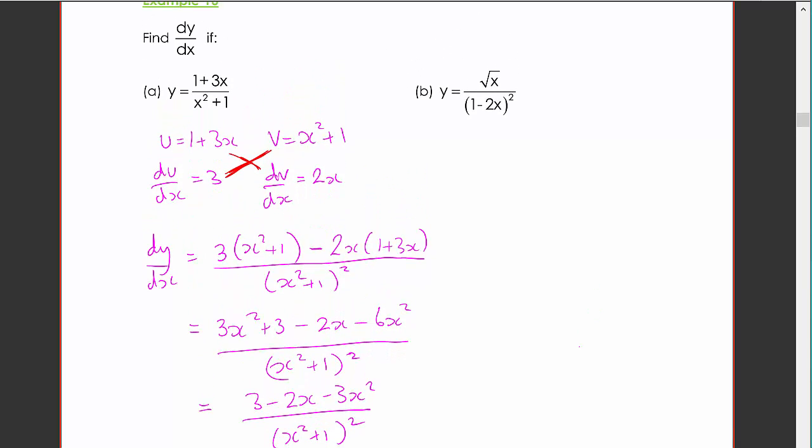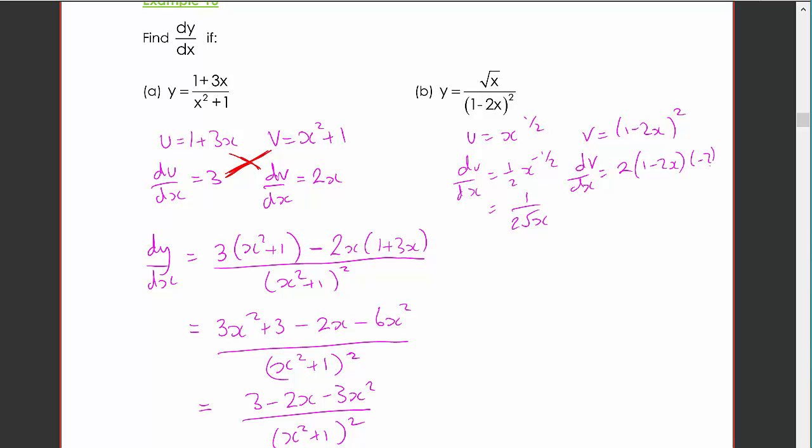Now we have this one here, so u is equal to x to the half. And v is (1 minus 2x) squared. So du/dx is equal to a half x to the negative a half, which of course is 1 over 2 root x. Need to be good with your indices when you're doing this sort of stuff. dv/dx is going to be twice (1 minus 2x) times negative 2, which is negative 4(1 minus 2x).